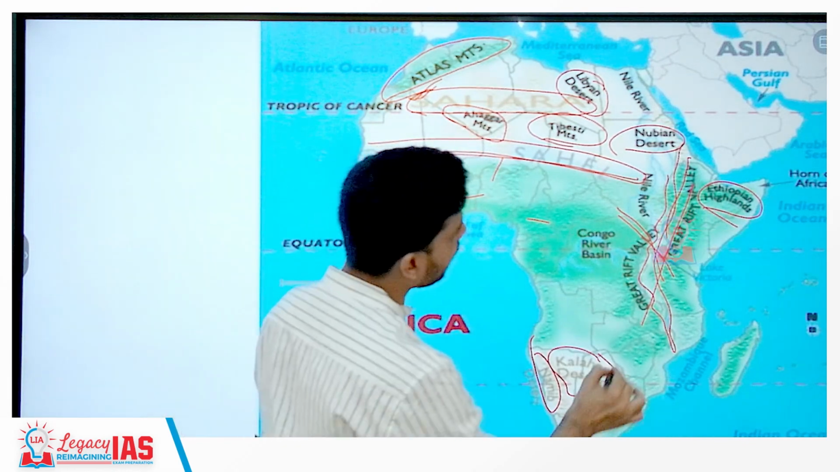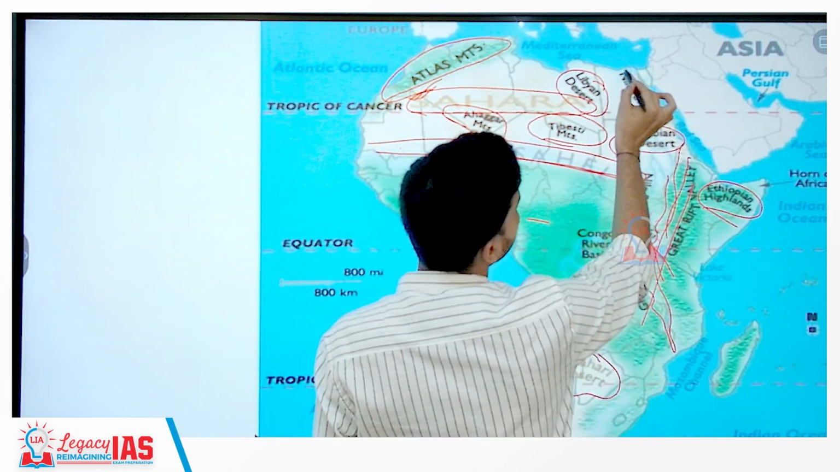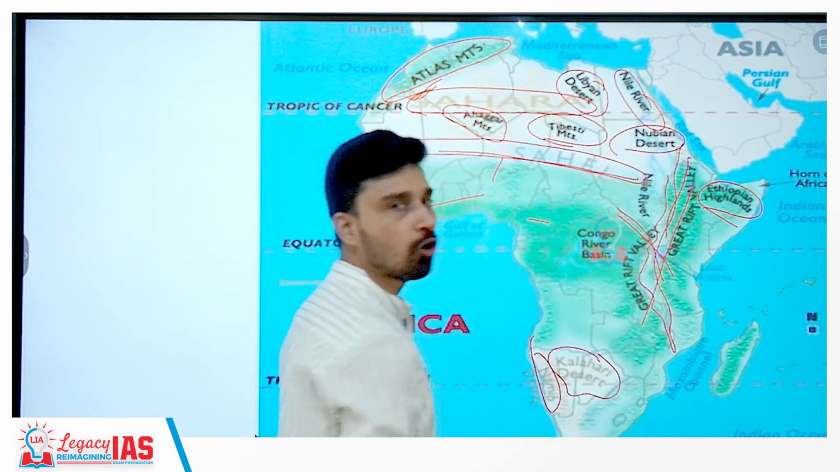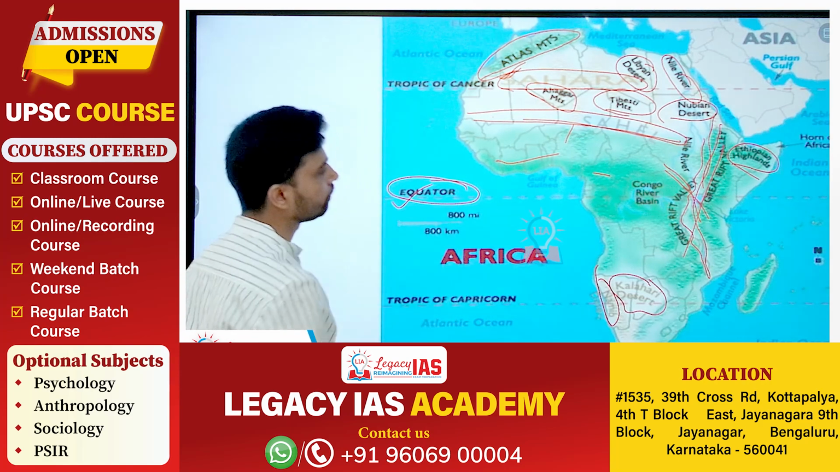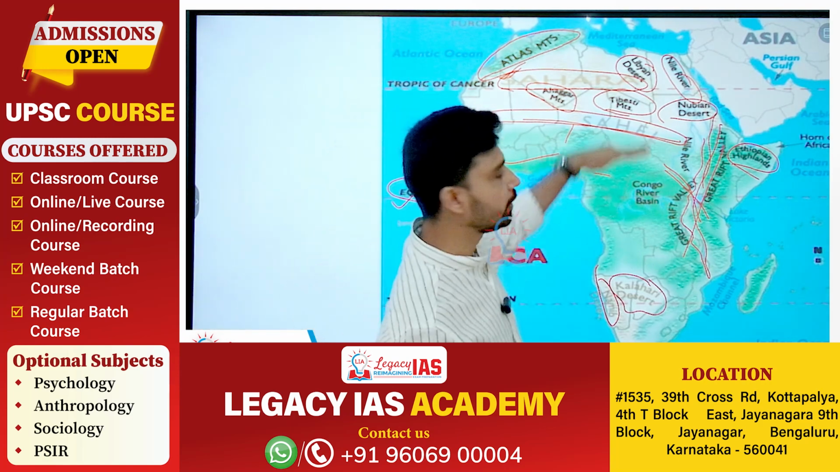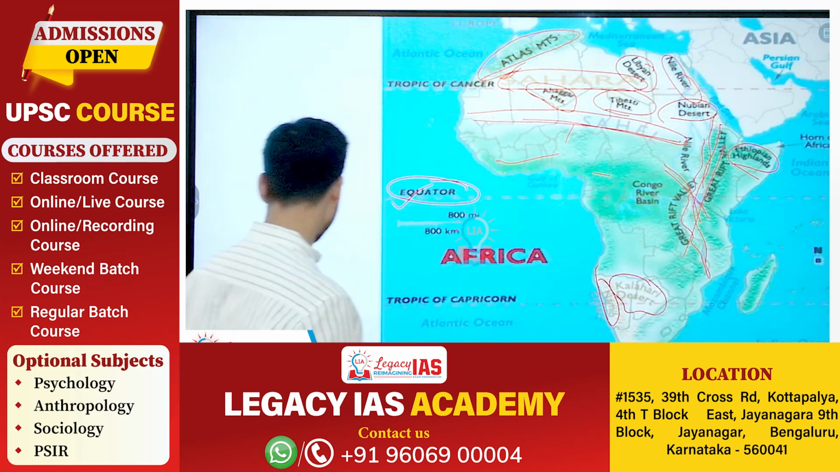And you also have the longest river of the world, the Nile River, present in the continent of Africa as well. And as we have discussed, the equator is dividing Africa into a northern part and a southern part.